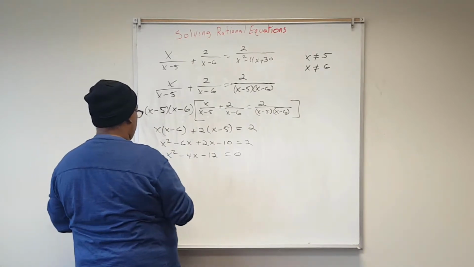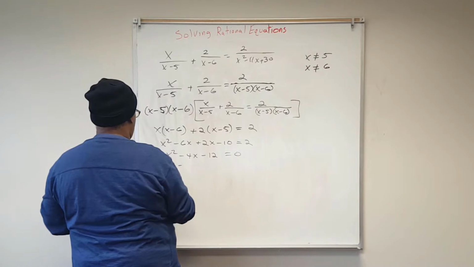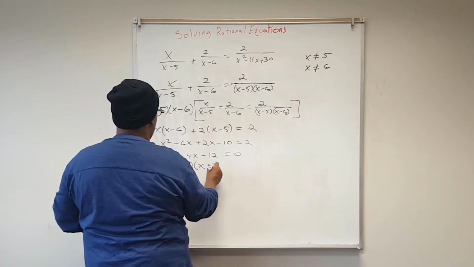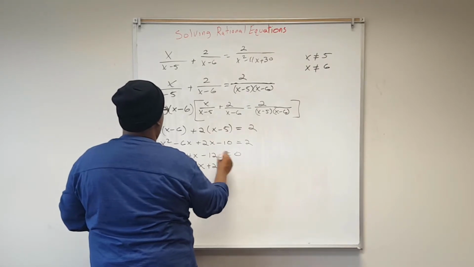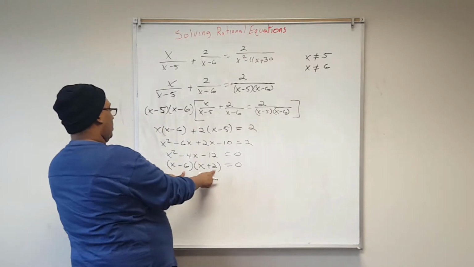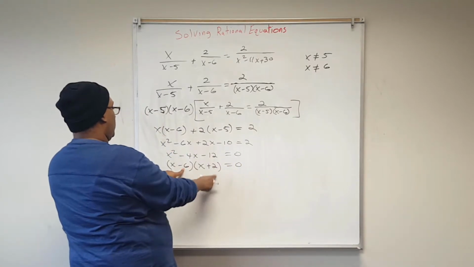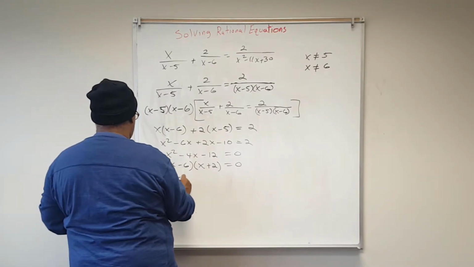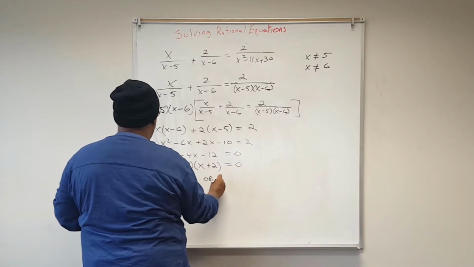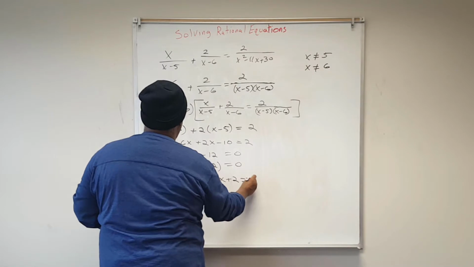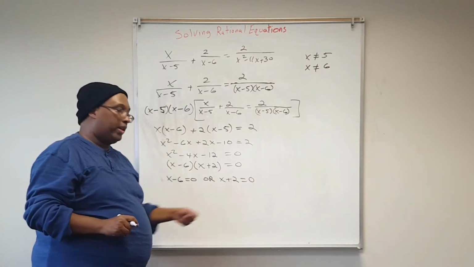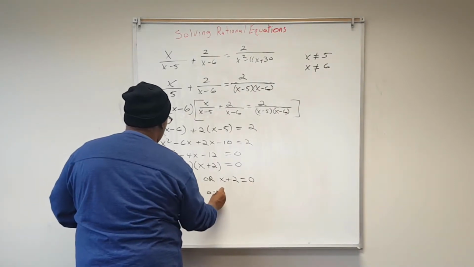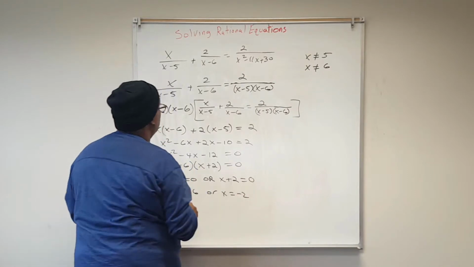Here we can factor this as x minus 6, x plus 2 equals 0. Negative 6 times 2 is negative 12. Negative 6 plus 2 is negative 4. X minus 6 equals 0, or x plus 2 equals 0. Using the zero property rule in algebra, solving, we get x equals 6, or x equals negative 2.